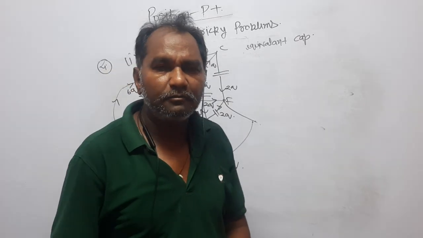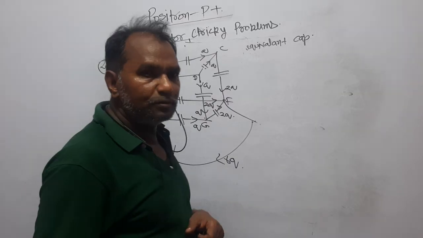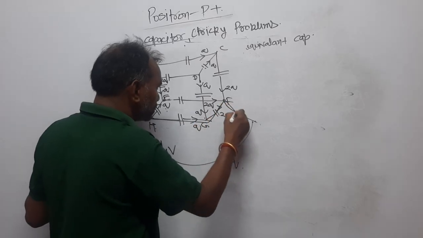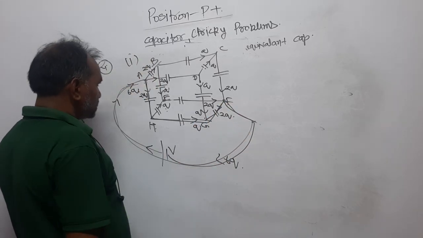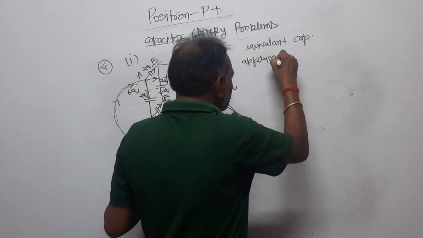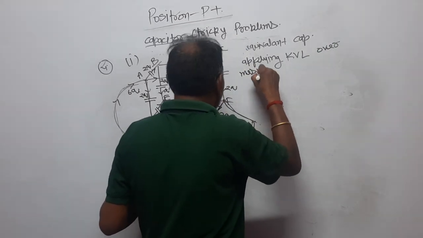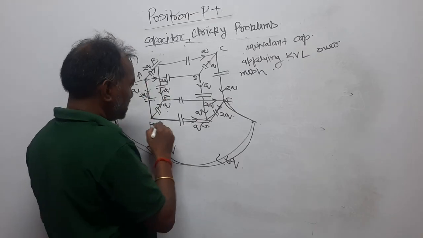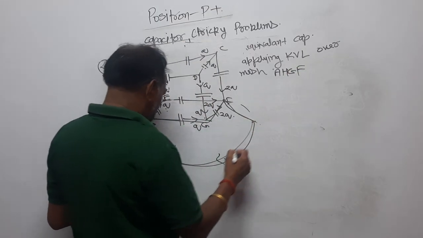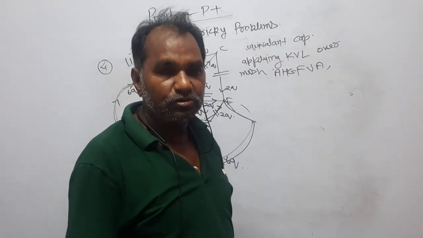Now what I am going to do, I am going to apply the KVL, Kirchhoff voltage law. Any closed loop you can consider. For simplicity, let's consider this loop, this outer loop, like this. So, considering the loop, applying KVL over the mesh or loop, A, H, G, F, V, A. You know, KVL is applicable only to a closed loop or mesh.